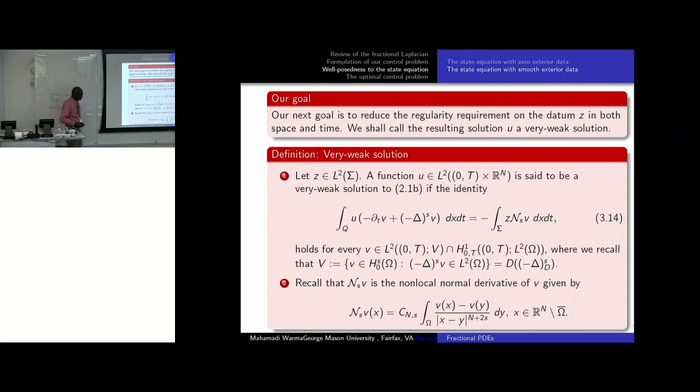But if we want, we can also test here with a test function. We can take v to be in the space of test functions of (0,T) times omega. We can also take that. Any questions?